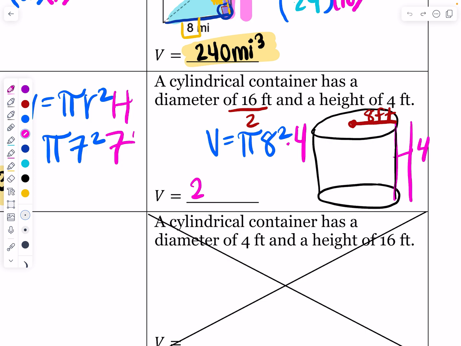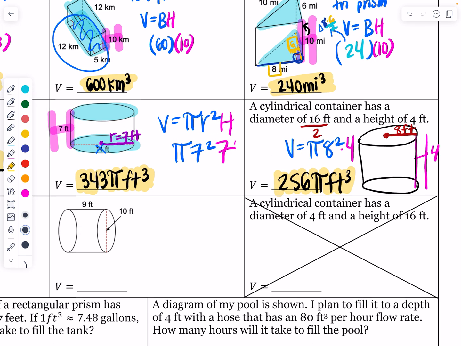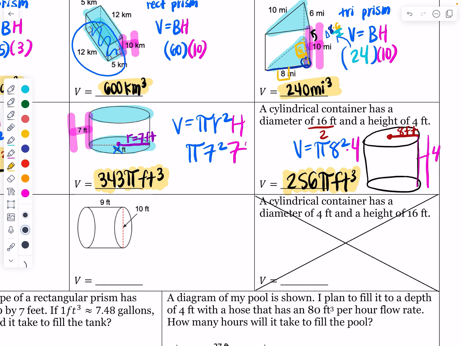I'm going to do this in black so my key matches. 256 pi feet cubed of volume for this shape. Okay, I crossed out the one under it because it's exactly like that, so that was just redundant, so we're just going to skip that one.